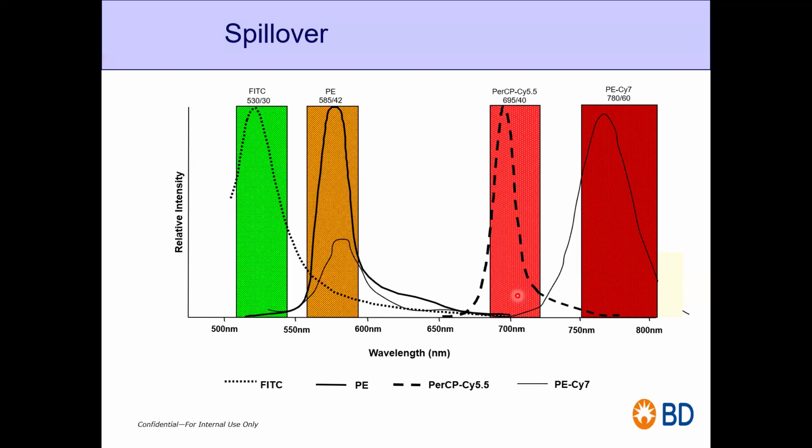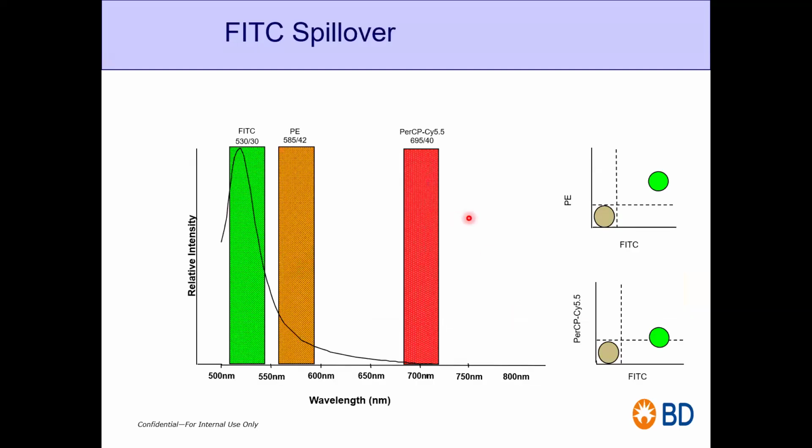And because of that, what happened? You see this graph. If you have done any kind of data analysis for your flow cytometer, then let's say this particular tube has FITC only, nothing else, no other thing.